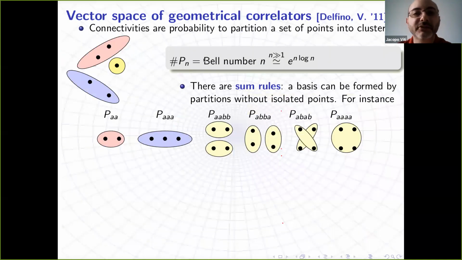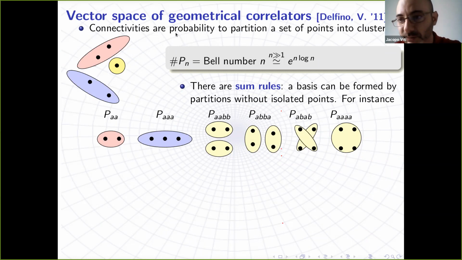So first of all, let's try to count how many independent correlation functions we have in the problem. As I said, these connectivities are the probability to partition a set of points into clusters. The index A_i refers to the cluster to which the points belong. So for instance, in this case, if these points are marked at x_1, x_2, x_3, x_4, x_5, then this will be the configuration P_{AABCC}.